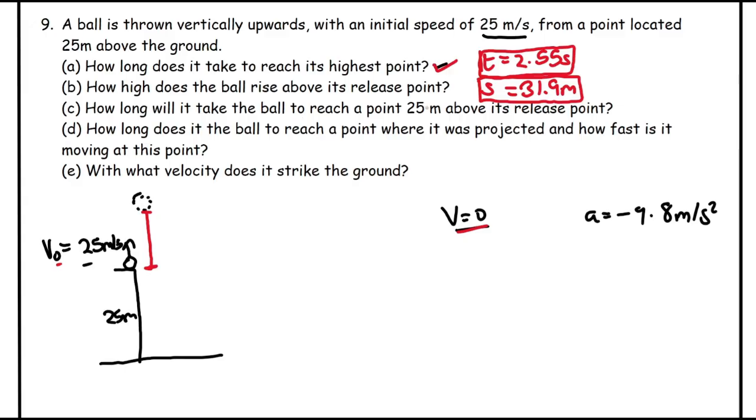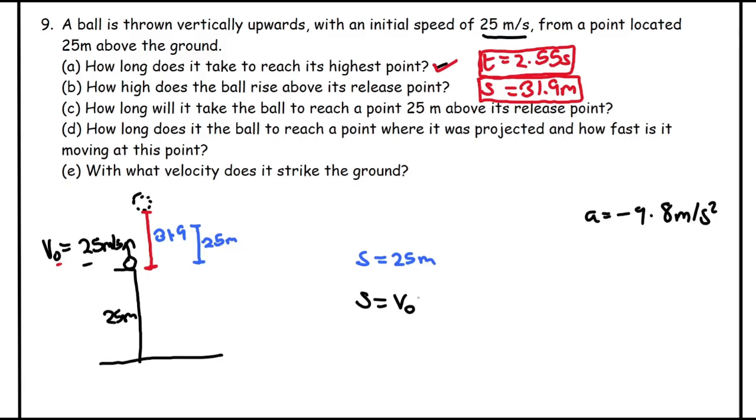How long will it take the ball to reach a point 25 meters above its release point? Now, in this case, what they're asking us, we found that this height is 31.9. They're asking us the time when the ball will reach some height 25 meters above its release point. So we have displacement equal to 25 meters. The velocity in this case won't be 0. We have the displacement, we have the initial velocity, and we have acceleration. We're being asked to find time. Which equation can we use to get the time? Well, we can use this equation.